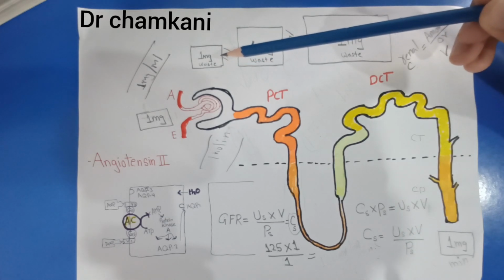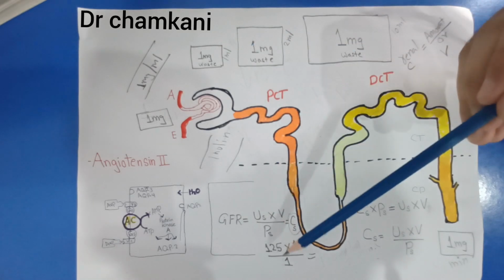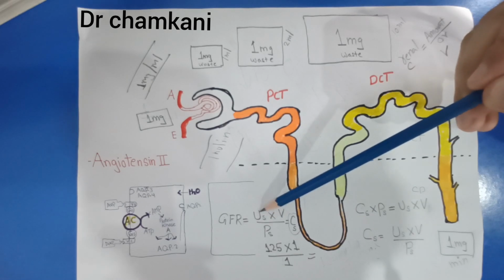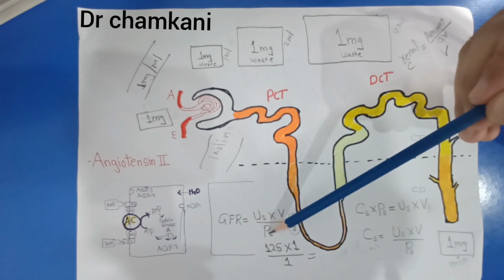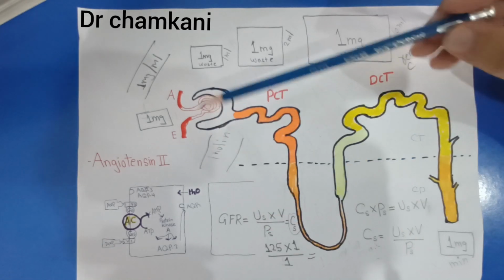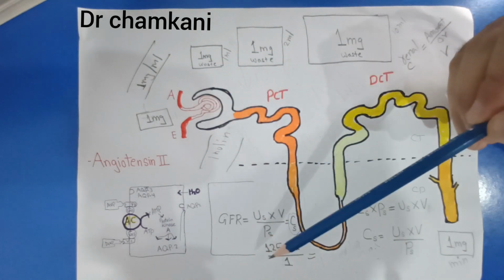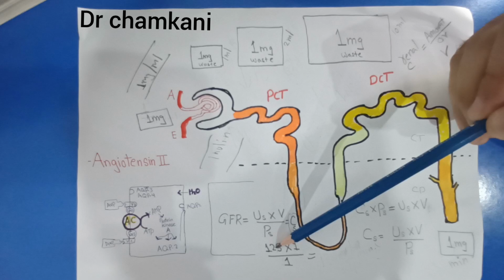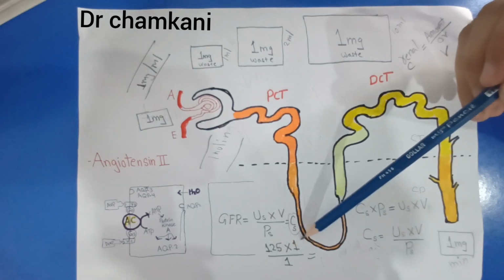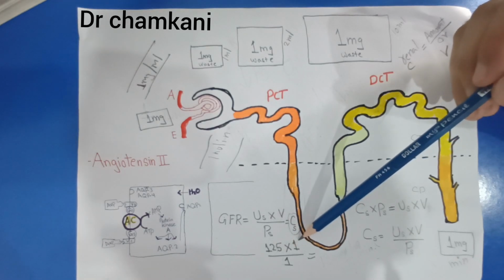And after some time, we have the concentration of inulin in urine. The concentration of inulin in the urine is 125 milligram per ml. In the plasma, we have 1 milligram per ml, and in the urine, we have 125 milligram per ml. And the total amount of urine that is formed in 1 minute is 1 ml.